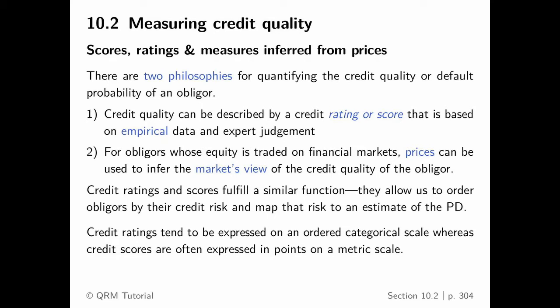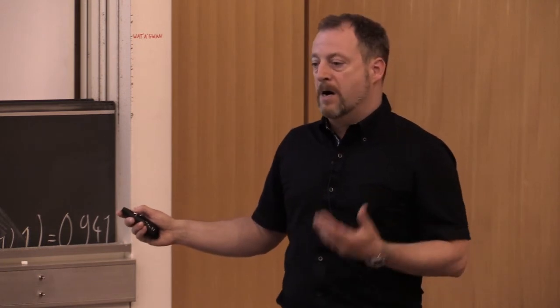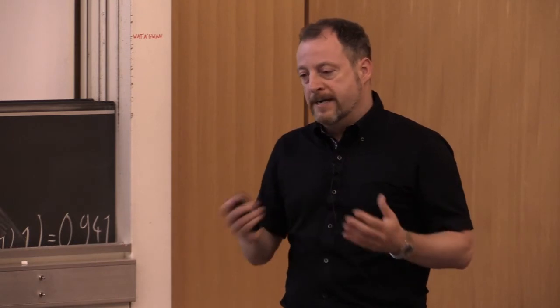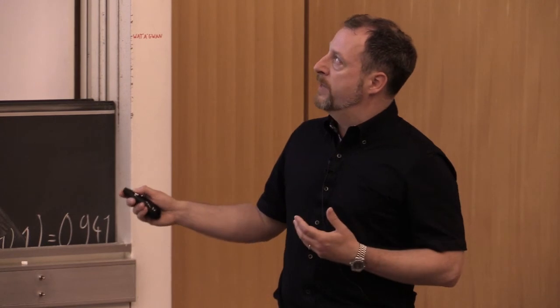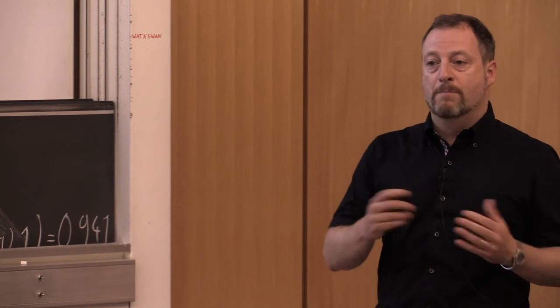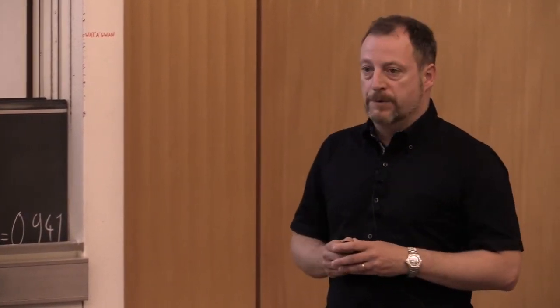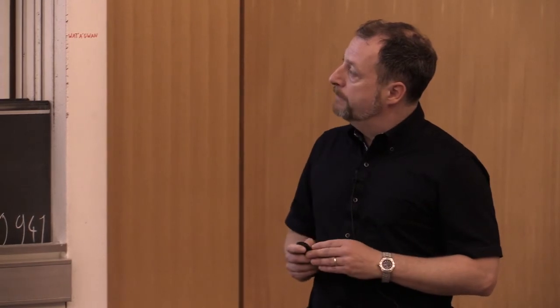Now, the other philosophy for determining credit risk is an interesting one, and this is using markets to infer credit risk or to try and gain information about credit risk. So for obligors whose equity is traded on financial markets, prices are often used to infer the market's view of the credit risk of a company. And this is where the firm value models come in. This is where the structural models come in. And this is the thing that I want to explain before the break.